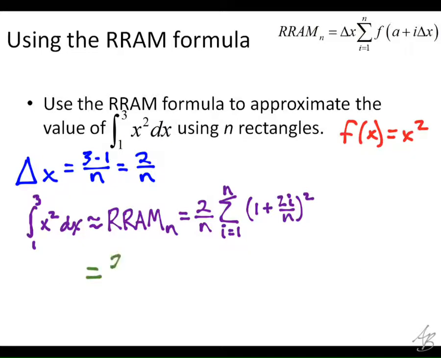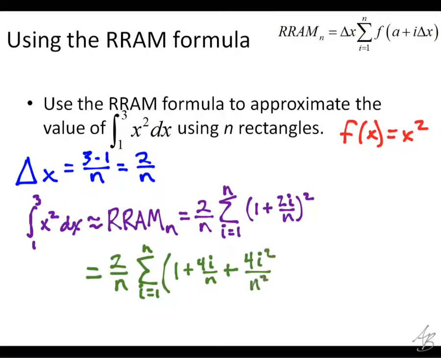I get my delta x is still out front, 2 over n, times the sum from i equals 1 to n of, so we're going to have 1 squared, which is 1. We've got 2i over n times 1, which is 2i over n, but then we're going to have 2 of them, so it's going to be plus 4i over n, plus 2i over n squared, which would be 4i squared over n squared.